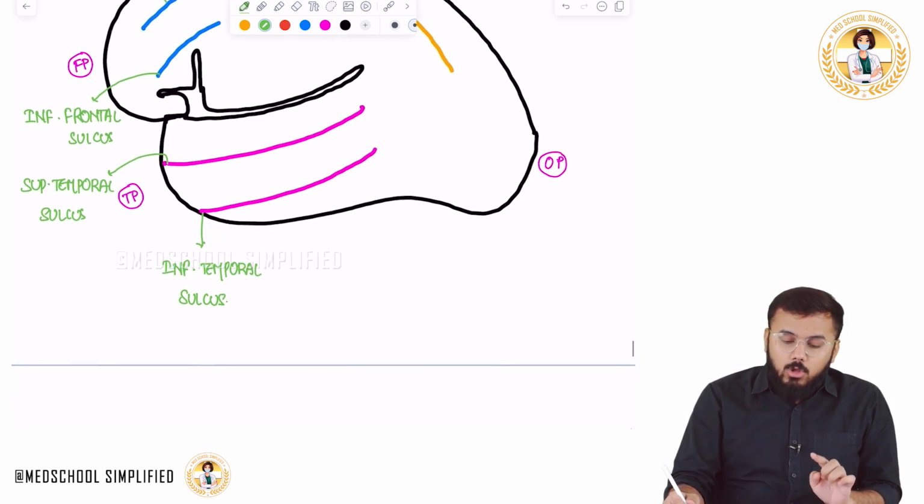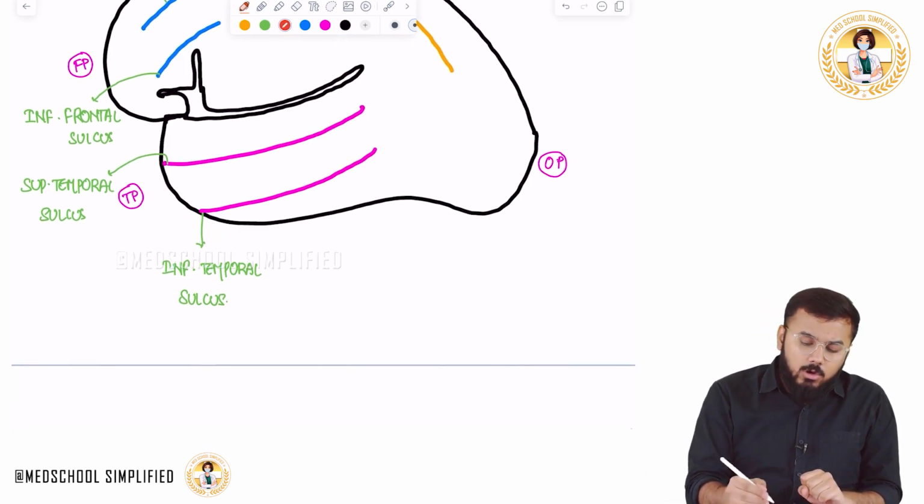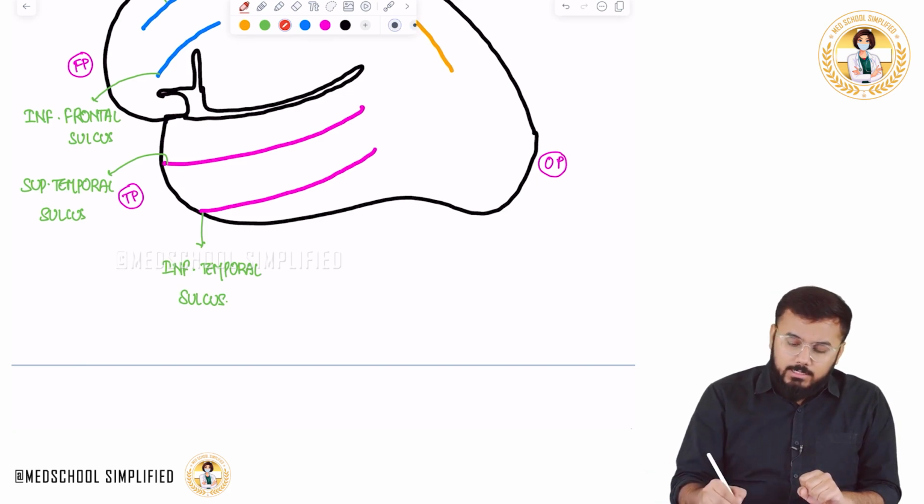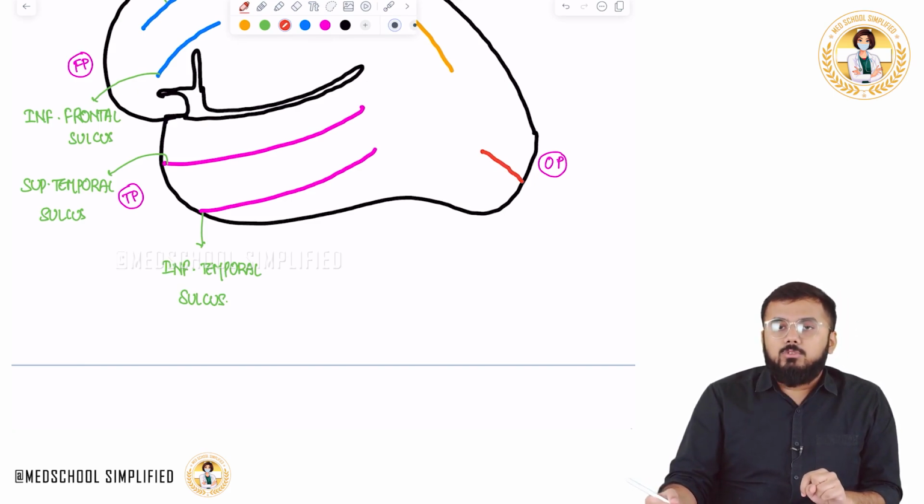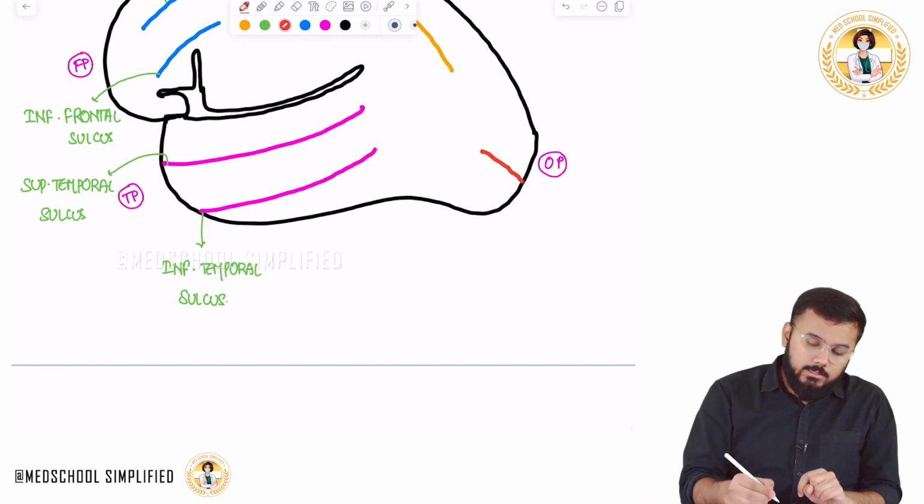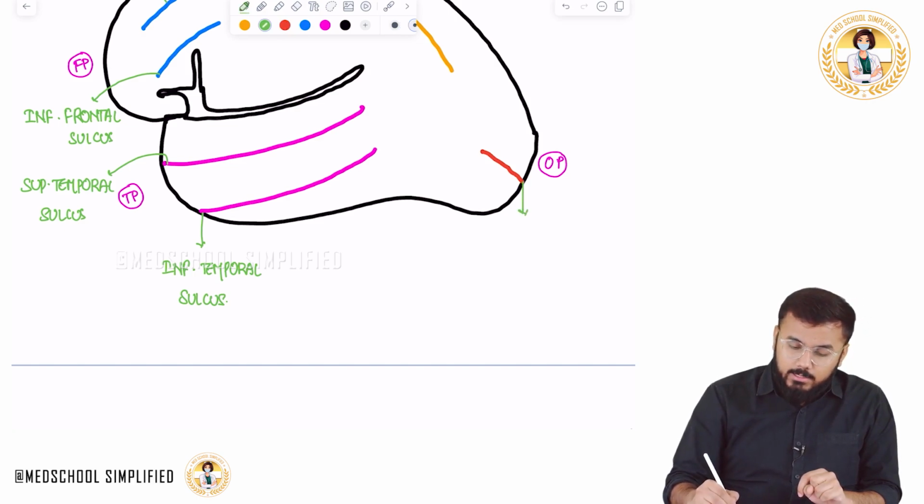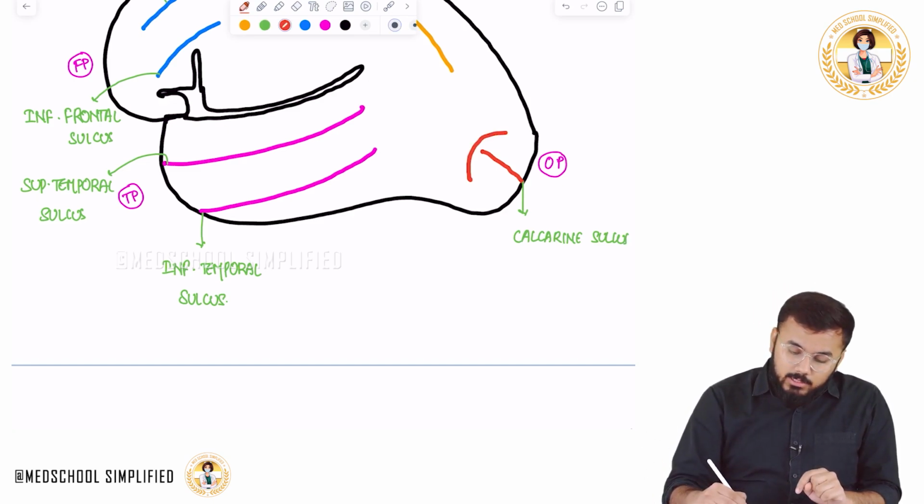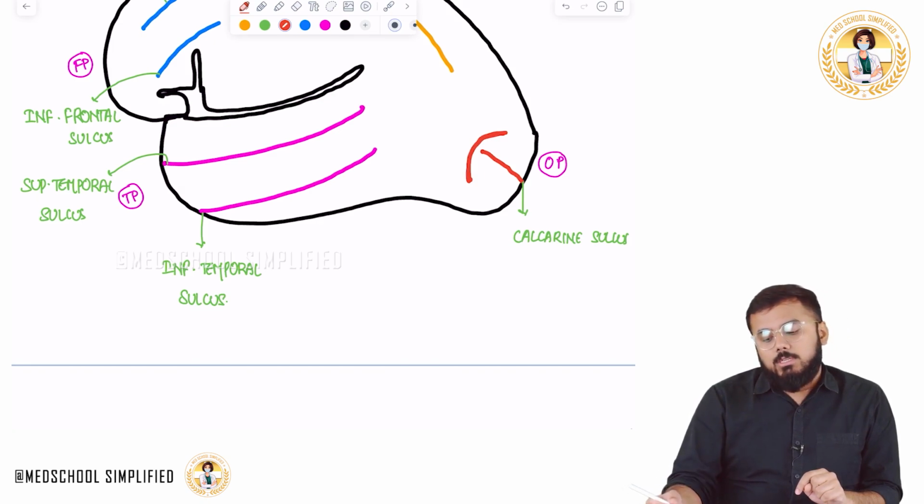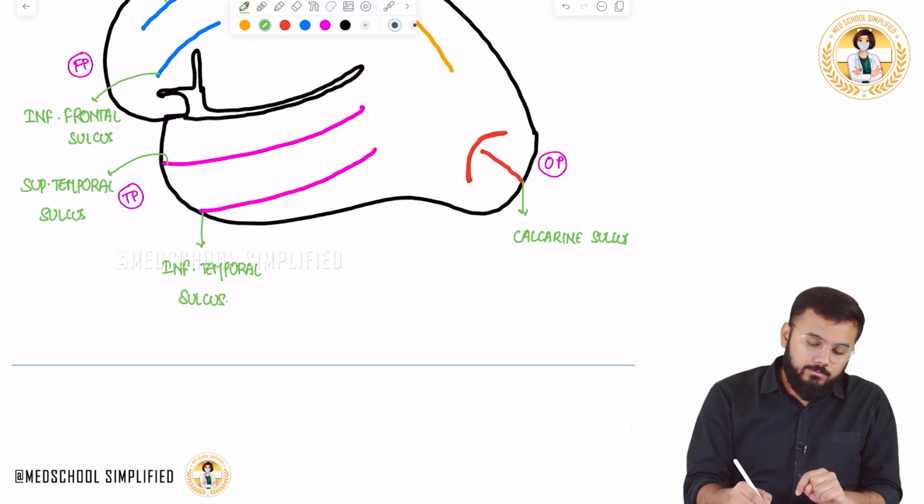Now let us go to the occipital lobe. Within the occipital lobe, you have got many sulci. For example, this sulcus located over here is called your calcarine sulcus. Above the calcarine sulcus, you have got this structure like this, which is half moon shaped. That is why it is called a lunate sulcus.